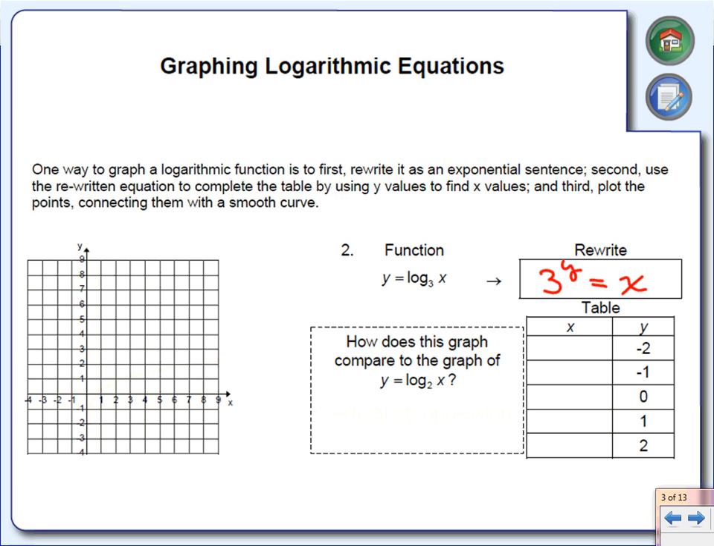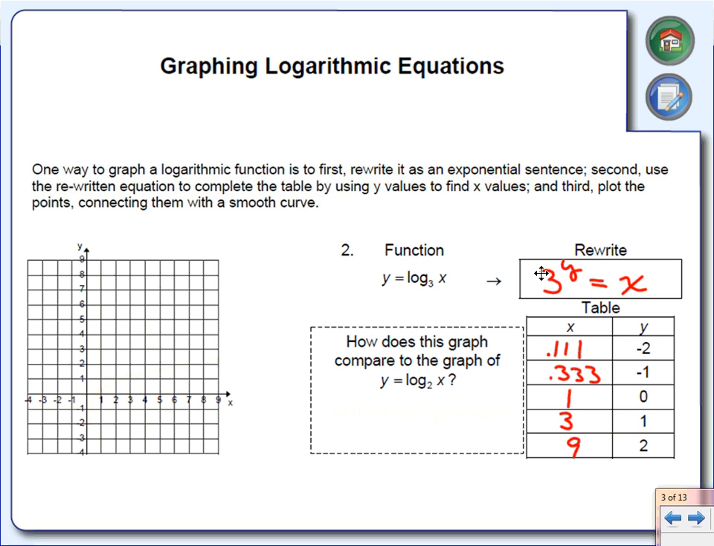So here we go. 3 to the negative 2 power. What is 3 to the negative 2 power? What did you calculate? 0.1111. What is 3 to the negative 1 power? 0.333. What is 3 to the 0 power? Right? Anything to the 0 power is 1. What is 3 to the first power? 3. And 3 squared, you should know what 3 squared is. 3 squared is 9.